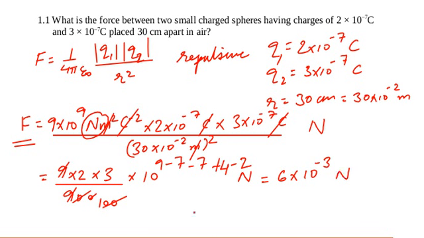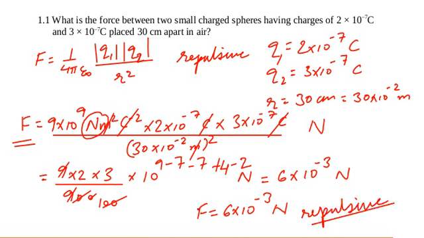The magnitude of force is 6 into 10 raised to the power -3 Newtons, and the force is repulsive because charges are of same polarity. Answer is 6 into 10 raised to the power -3 Newton.